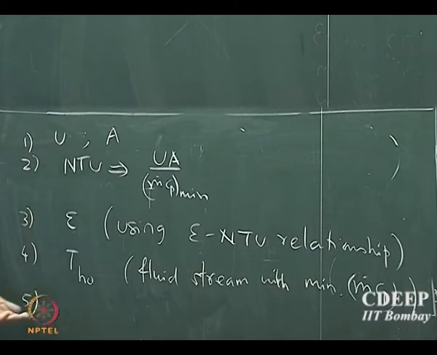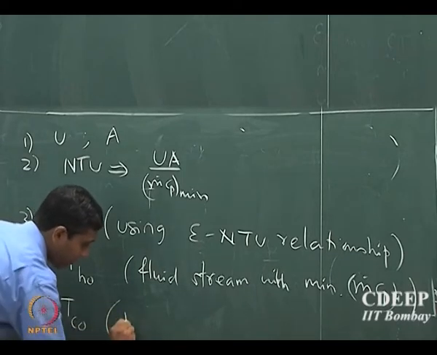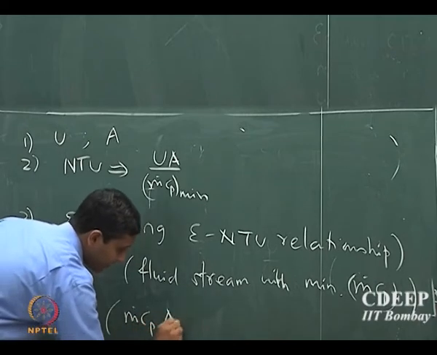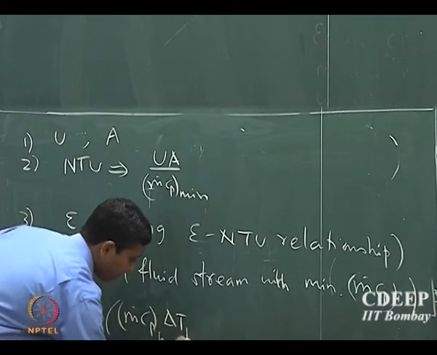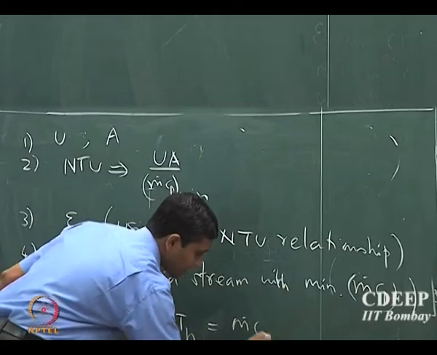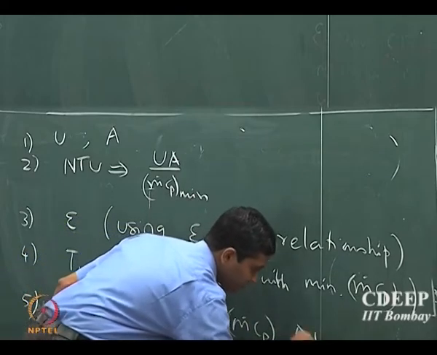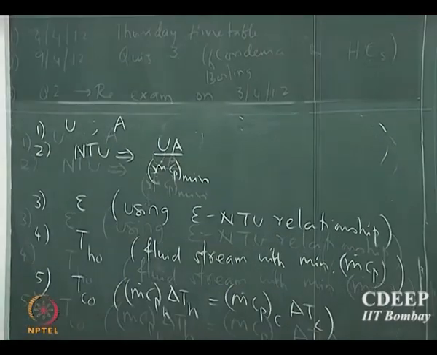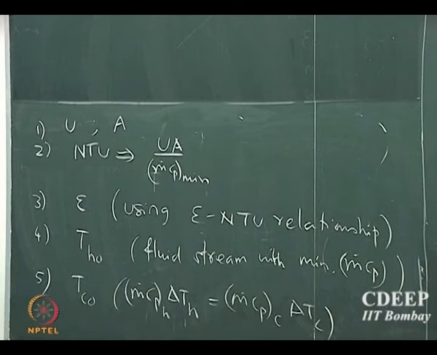how do I find the other temperature? Simply use heat balance, right? So we know that we can find Tco by using m dot Cp delta T hot fluid equal to m dot Cp cold fluid delta T cold. Okay. So what we have suddenly found is, we have found a powerful method.